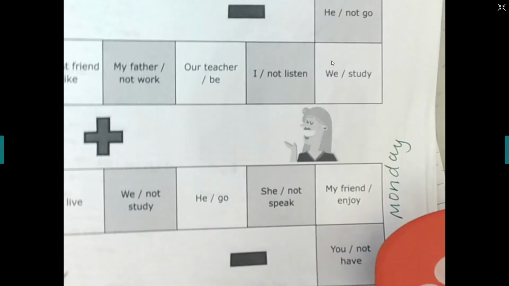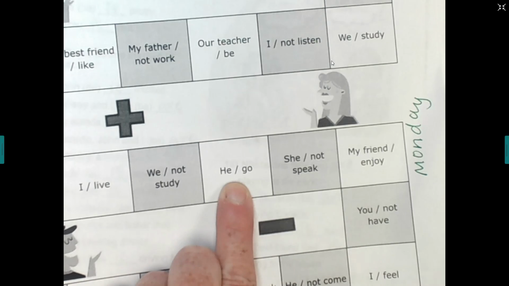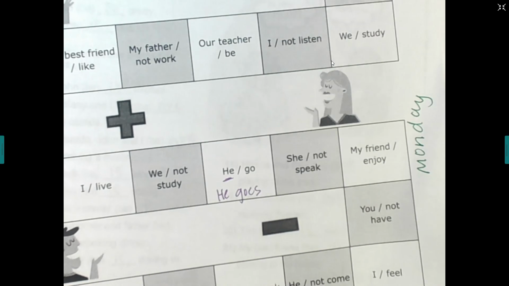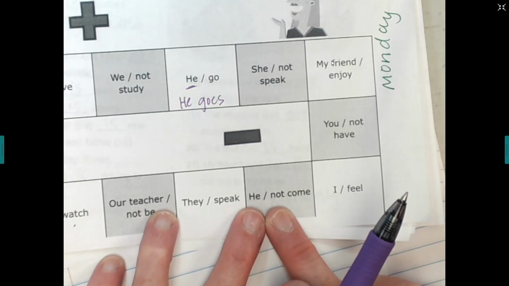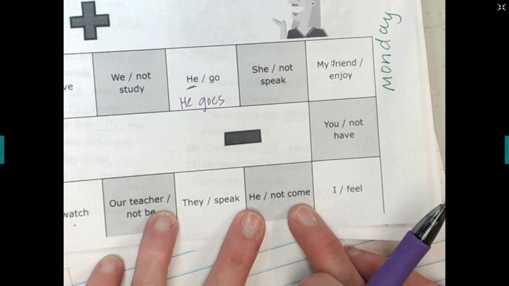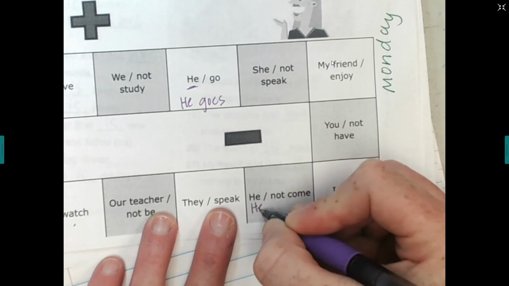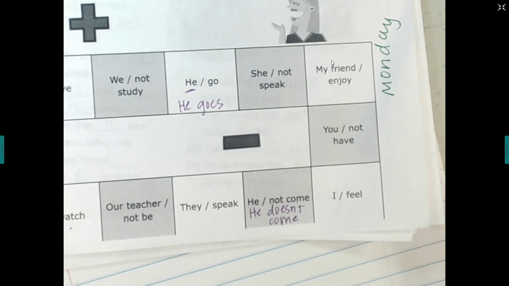Okay, what about this one? He go. He go or he goes? He goes, with the S, right? Because it's he. Yes. All right, he goes with the S. Okay, so what about this one? He not come. So we're going to make come, but make it negative. Good. He doesn't come. Good. He doesn't come. Okay?